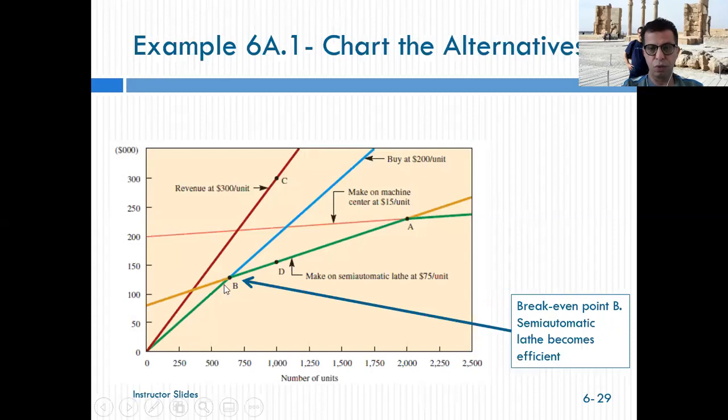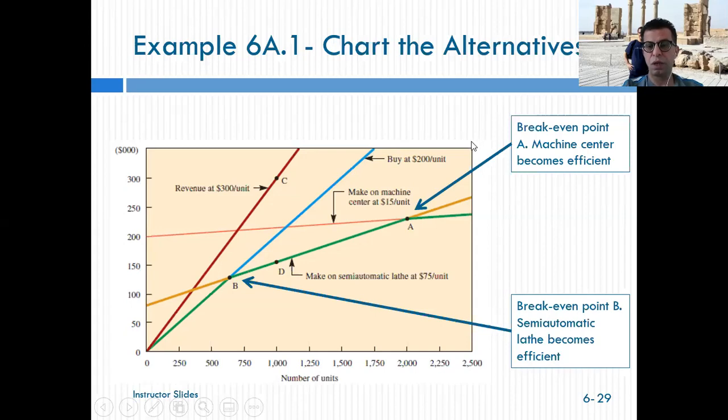So the more you produce, the more units you buy. The line is a straight $200 per unit, and the more you produce, in the beginning it is very expensive because you're buying the machine at $80,000, and the cost is higher than buying it. But at 640, which is this point B, is where you break even and then you start saving money, because you're buying the machine from the supplier.